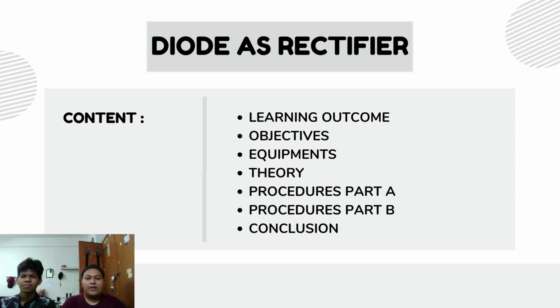Okey, untuk konten di dalam presentation kami, yang pertama ialah learning outcome, yang kedua objektif, yang ketiga equipment, yang keempat teori, yang kelima prosedur untuk 4A, keenam prosedur untuk 4B dan yang terakhir sekali ialah conclusion.